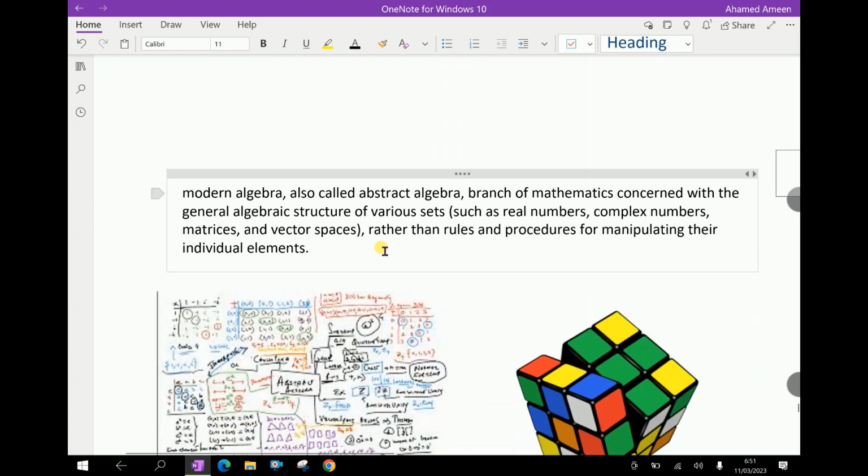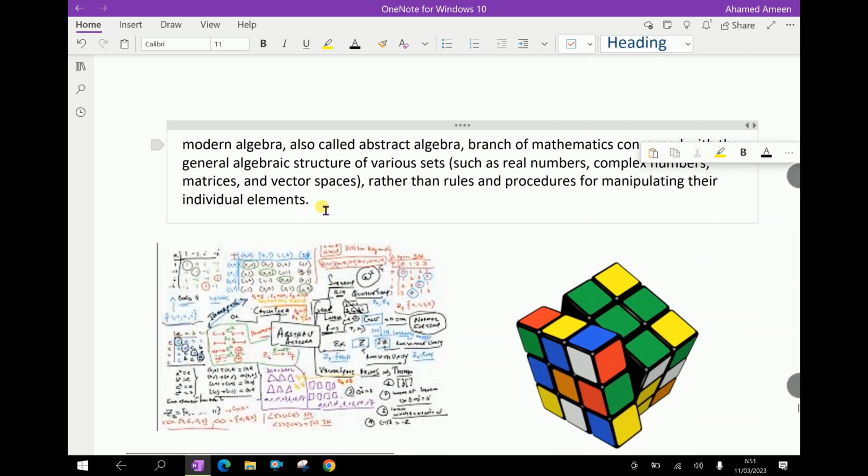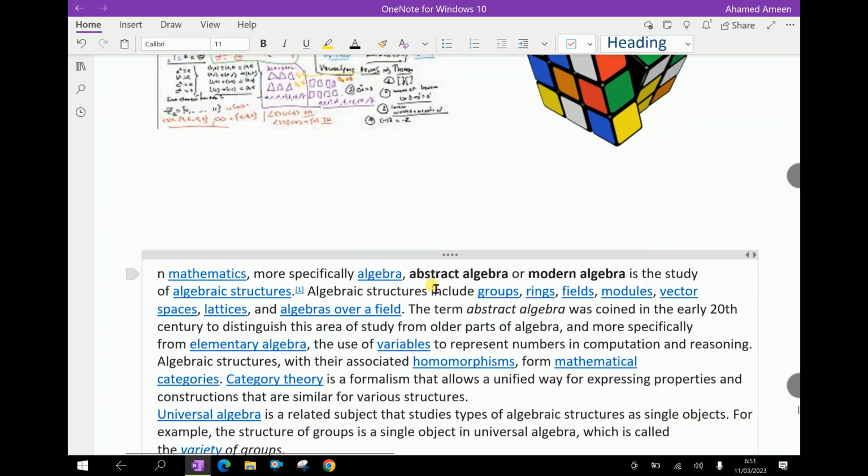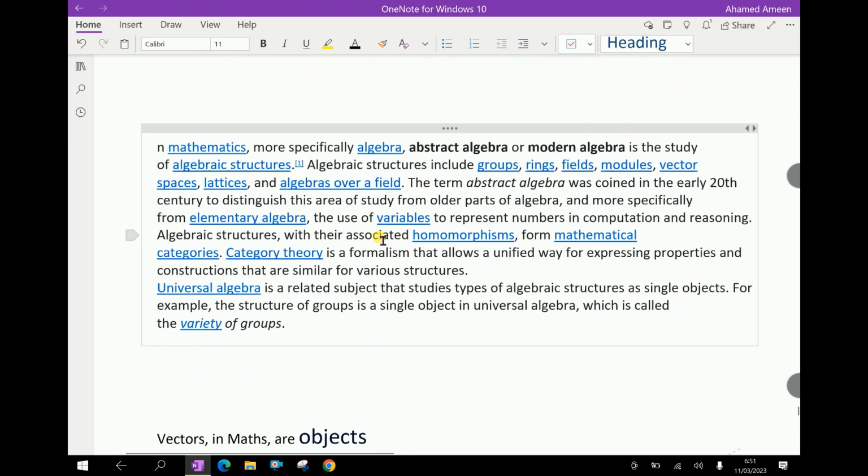Modern algebra, also called abstract algebra, is a branch of mathematics concerned with the general algebraic structure of various sets. In mathematics, abstract algebra or modern algebra is the study of algebraic structures.